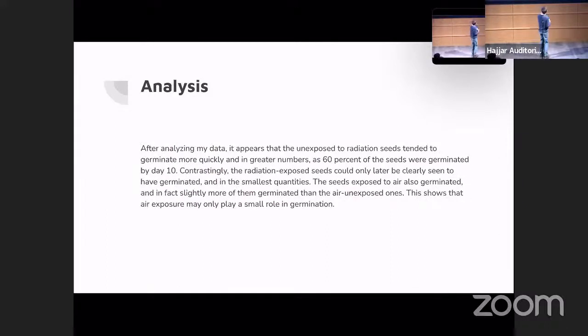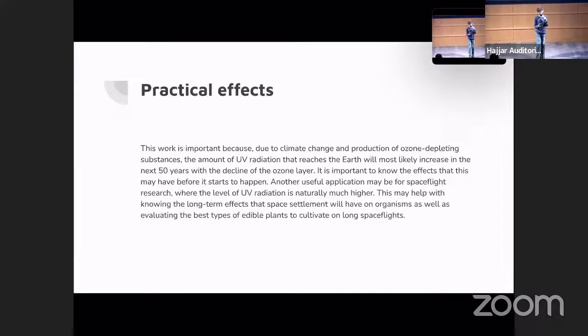After analyzing my data, it appears that the seeds not exposed to radiation tended to germinate more quickly and in greater numbers. 60% of the seeds were germinated by day 10, and the radiation exposed seeds germinated in the smallest quantities. This work is important because due to climate change and production of ozone depleting substances, the amount of UV radiation that reaches the earth will most likely increase in the next 50 years with the decline of the ozone layer. It is important to know the effects that this may have before it starts to happen.